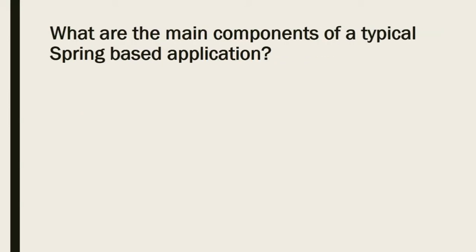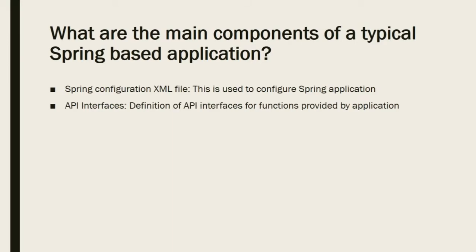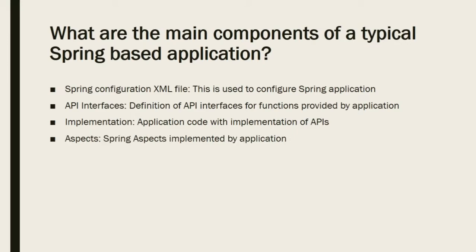Then, what are the main components of a typical Spring-based application? In a Spring-based application, main components are: 1. Spring configuration XML file. This is used to configure Spring application. 2. API interfaces. Definition of API interfaces for functions provided by application. 3. Implementation. Application code with implementation of APIs. 4. Aspects. Spring aspects implemented by application. 5. Client. Application at client side that is used for accessing functions.